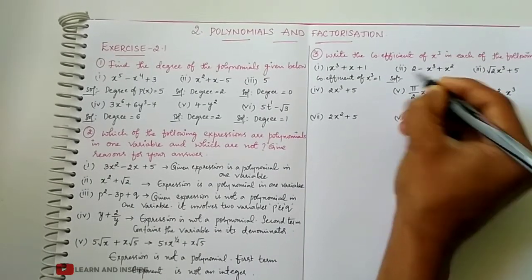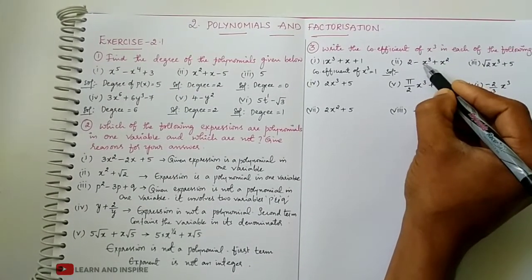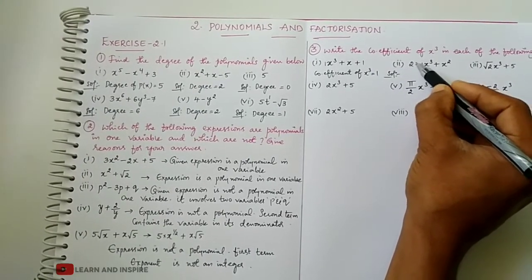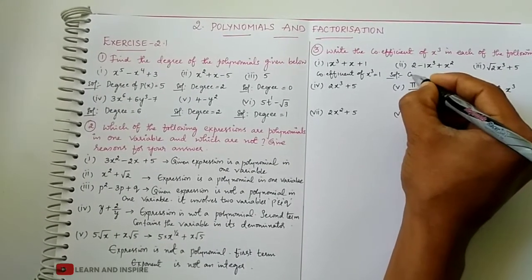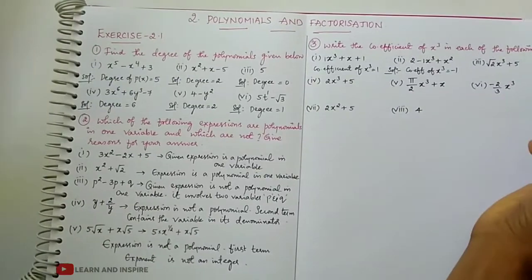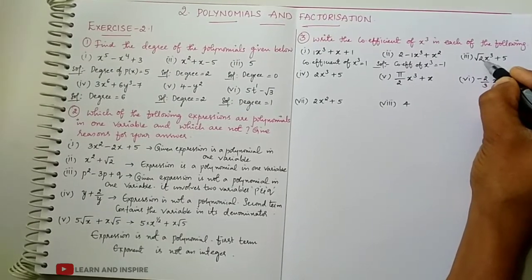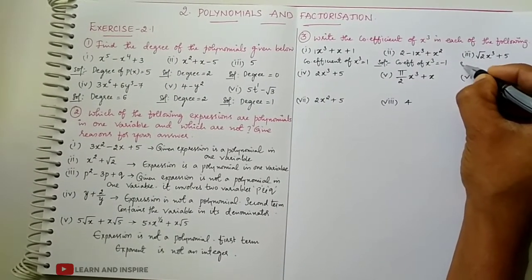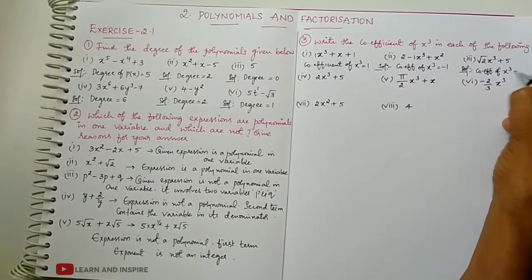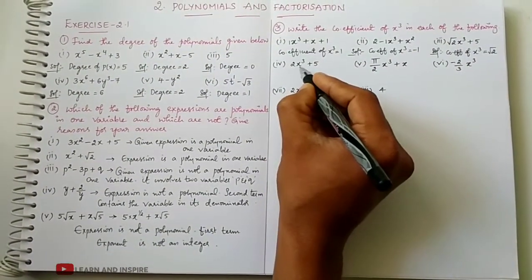Understood? The second one, 2 minus x cube plus x square. What is the constant before the variable? Here the constant is 1 and we have to represent the sign also, that is minus 1. Coefficient of x cube is equal to minus 1. Third one, root 2 x cube plus 5. What is the coefficient of x cube? The constant before the variable is root 2. So the coefficient of x cube is root 2.